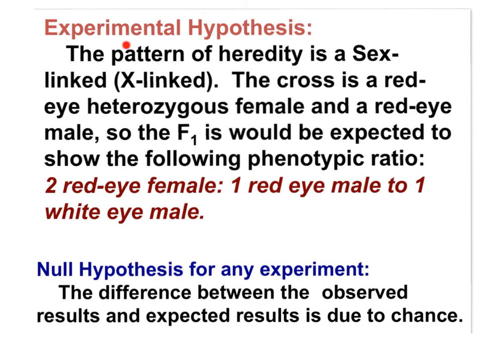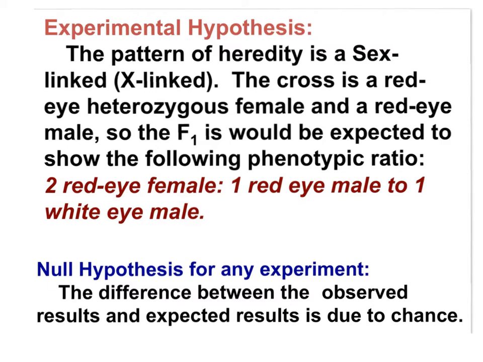So the experimental hypothesis is that the pattern of heredity is a sex-linked pattern. The cross is a red-eye heterozygous female, again this is a hypothetical, and a red-eye male, so that the F1 would be expected to show the following phenotypic ratio: 2 red-eye females, 1 red-eye male to 1 white-eye male. Now, if you really didn't know anything about the heredity pattern of the gene, you step in with a hypothesis like this, ready to erase and start again if the chi-square analysis does not support the hypothesis. It's that simple.